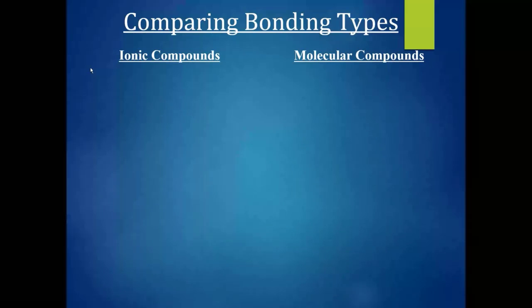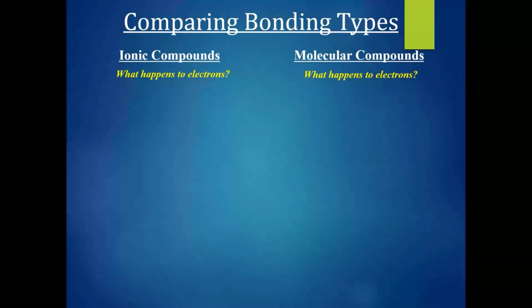So let's compare bonding types, ionic to molecular. The first question we want to ask ourselves is, what happens to electrons? So what happens to electrons based on that video? What happens to electrons in ionic compounds? And feel free to turn on your mics, or you can also just talk via the chat if you prefer.